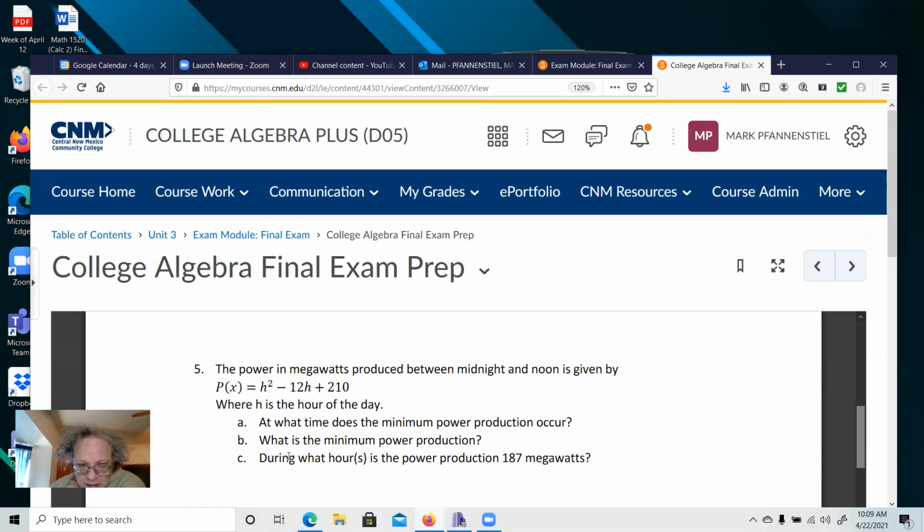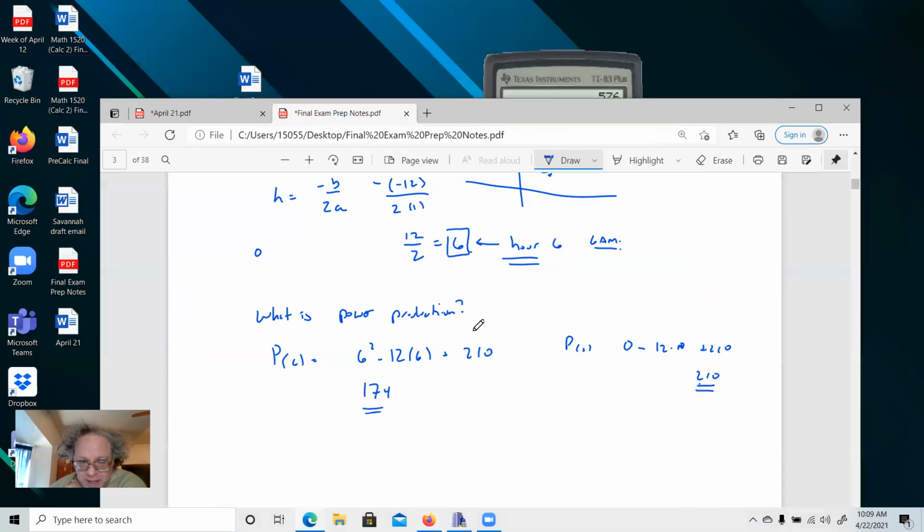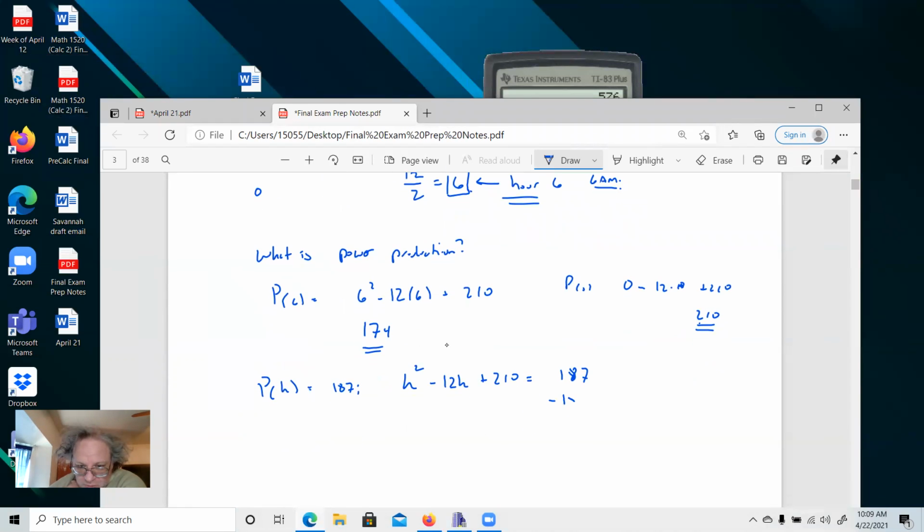Megawatts. Okay, very good. And then during what hours is the power production equal to 187? So when is P of h equal to 187? We're going to have h squared minus 12h plus 210 equals 187 here. Now, what we have to do first is subtract the 187.